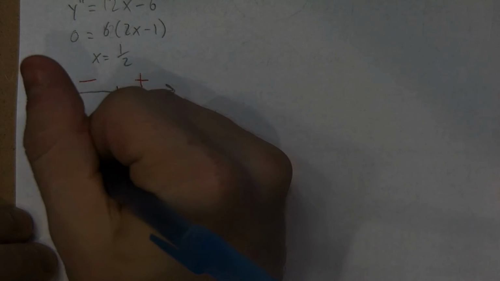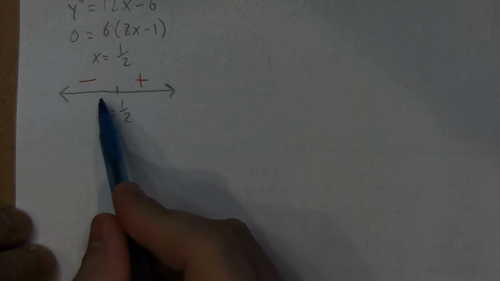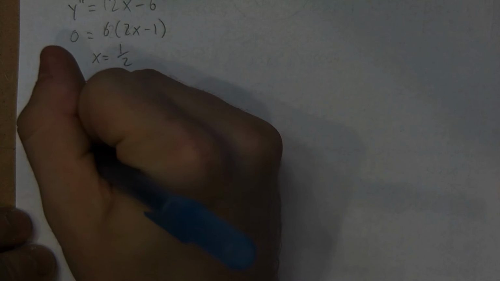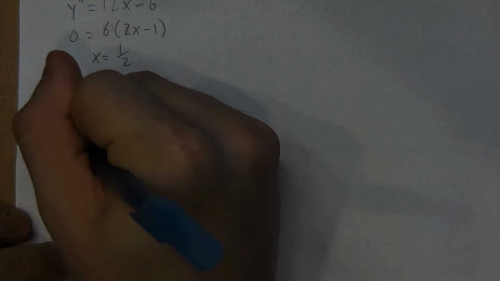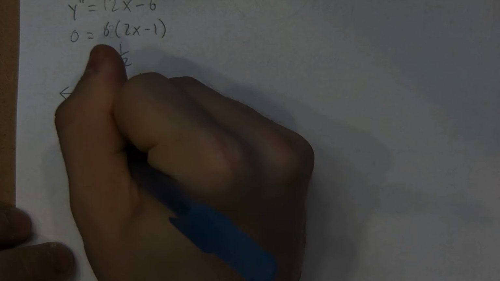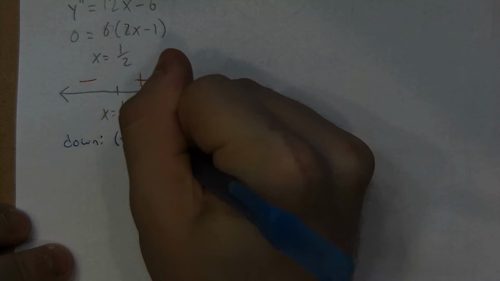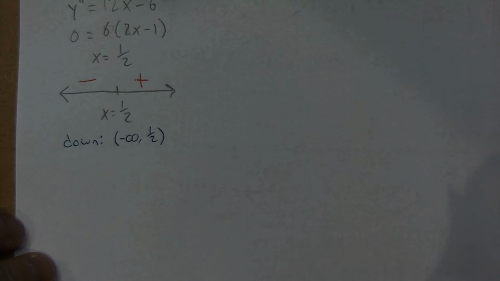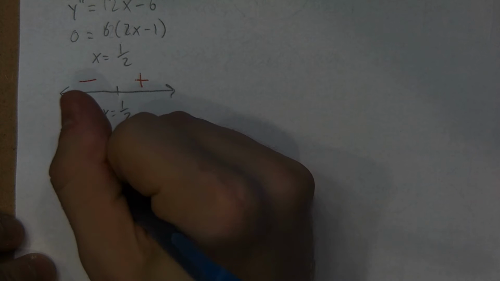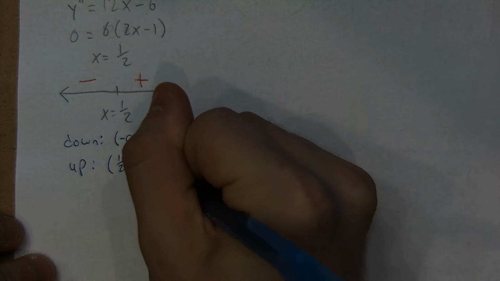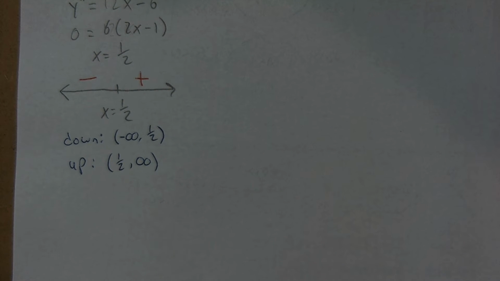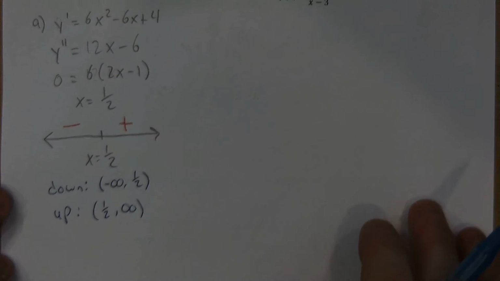Okay, well, everything to the left of 1/2 would be concave down. I'm going to be really lazy and just say down, to the left of positive 1/2. And everything to the right would be concave up. Like so. Ta-da! Okay. Let's go to the next one.